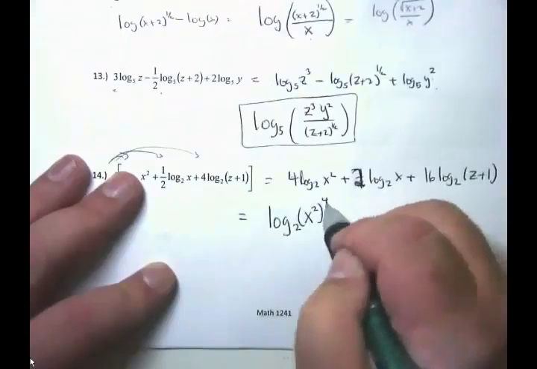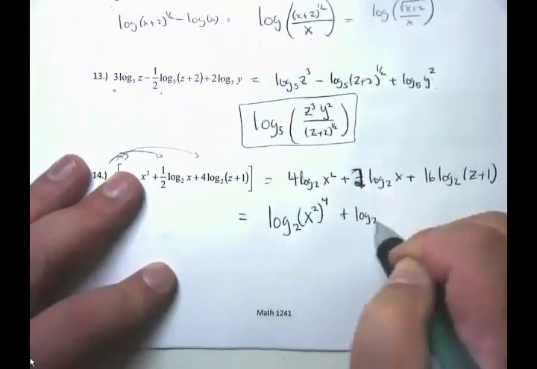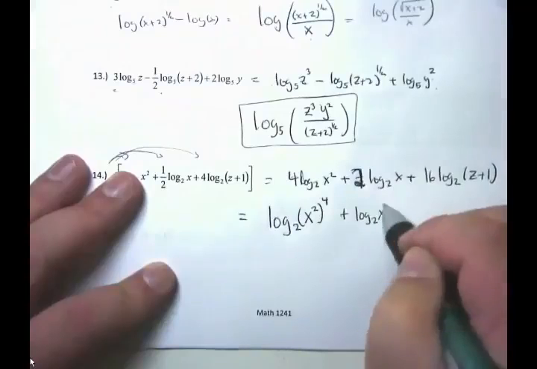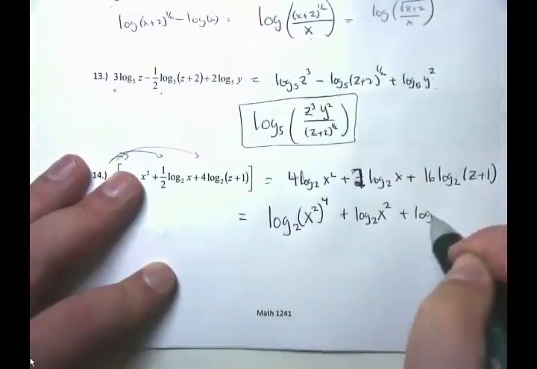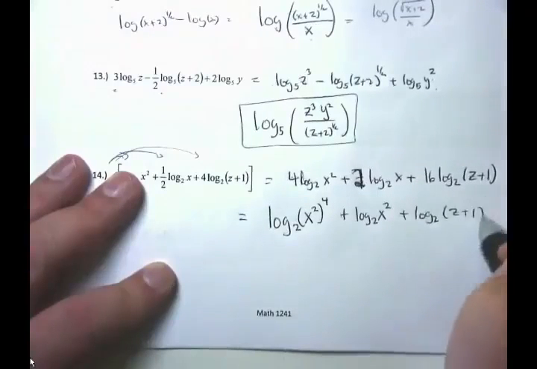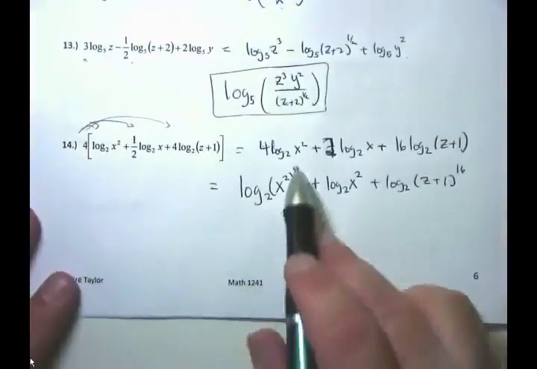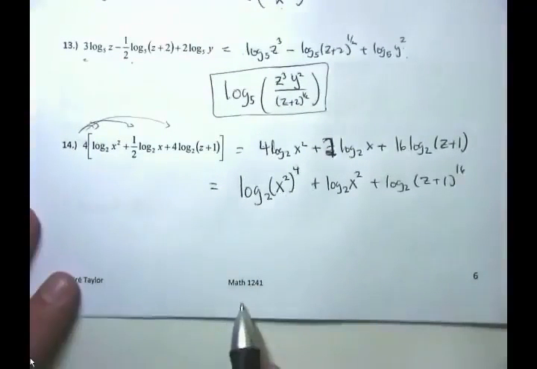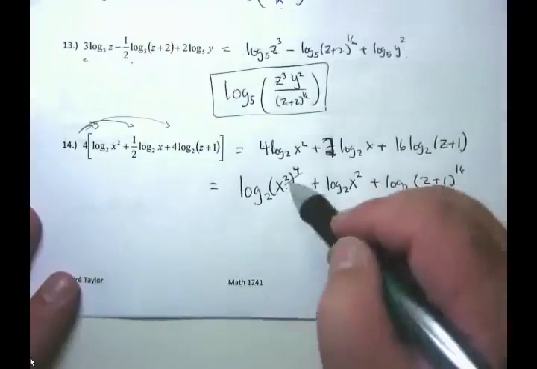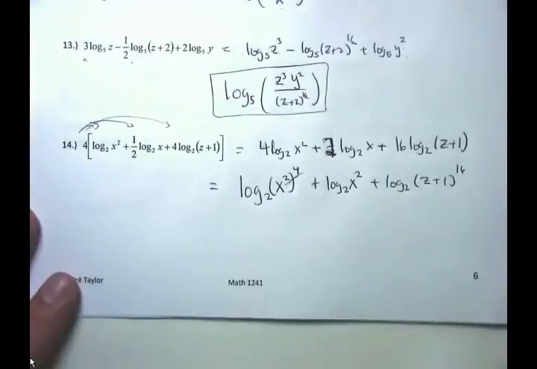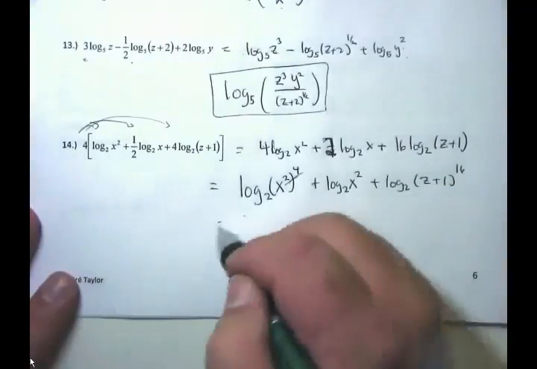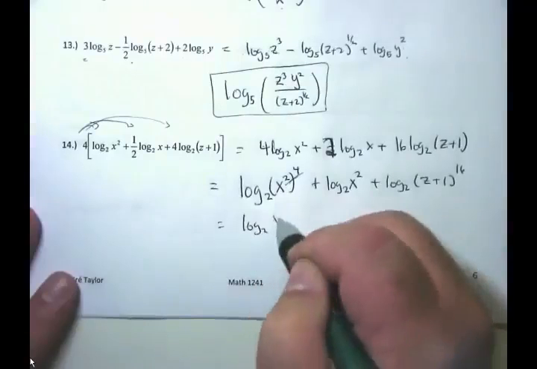Exponents. So this becomes log base 2 of x squared raised to the 4th plus the log base 2 of x squared plus the log base 2 of z plus 1 to the 16th. I put all my coefficients back as powers. Clean it up. Power to a power. What are you going to do? X to the 8th. You multiply.